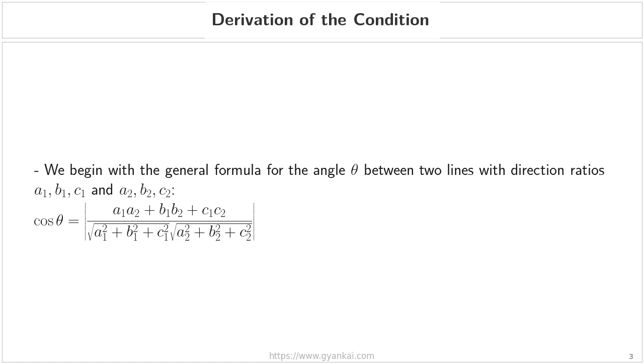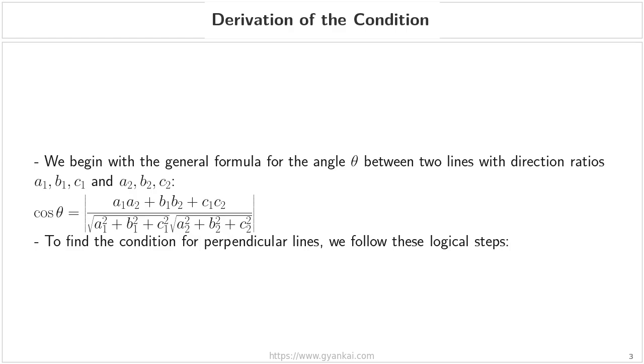Derivation of the condition. We'll start with the general formula used to find the angle theta between two lines. If our first line has direction ratios a sub 1, b sub 1, c sub 1, and our second line has direction ratios a sub 2, b sub 2, c sub 2, the formula for the absolute value of the cosine of theta is equal to the sum of a sub 1 times a sub 2, plus b sub 1 times b sub 2, plus c sub 1 times c sub 2, all divided by the square root of a sub 1 squared plus b sub 1 squared plus c sub 1 squared, multiplied by the square root of a sub 2 squared plus b sub 2 squared plus c sub 2 squared.